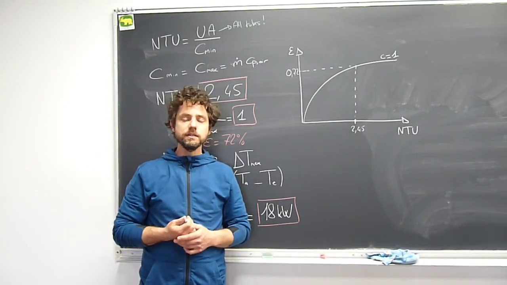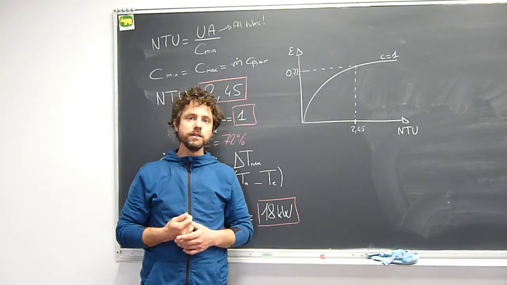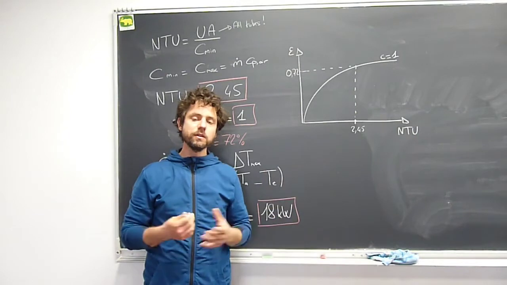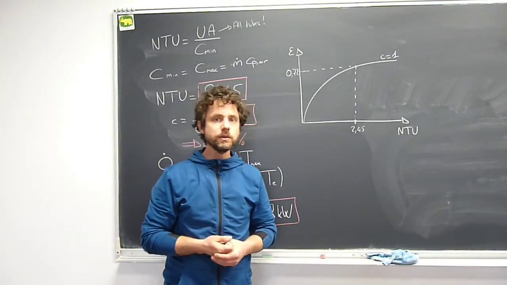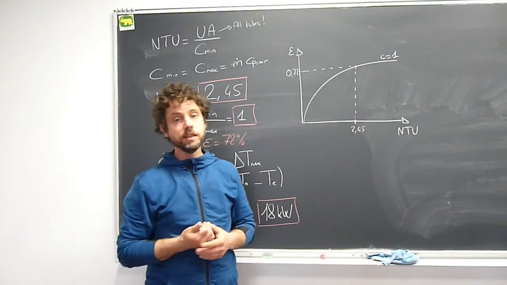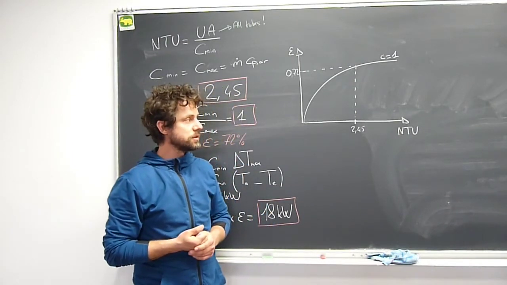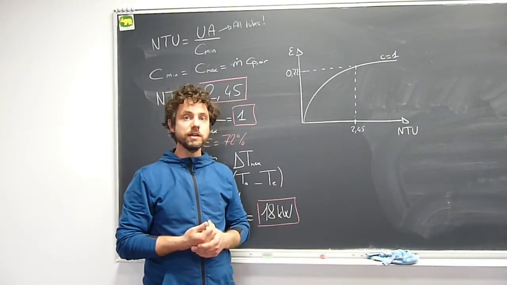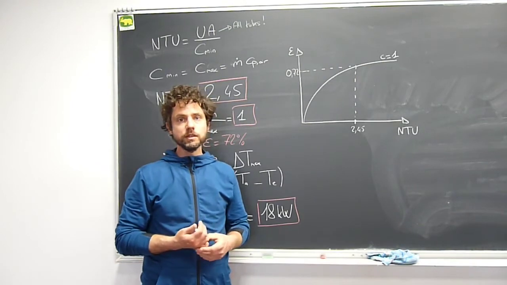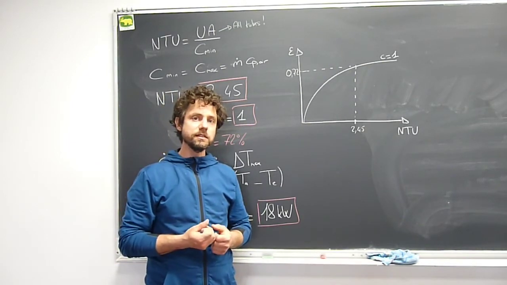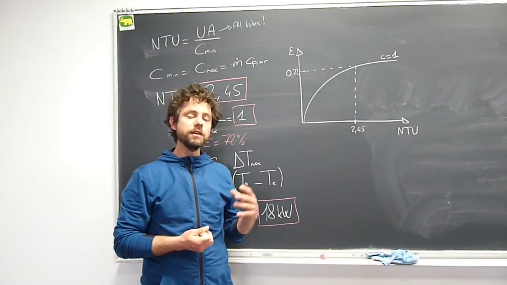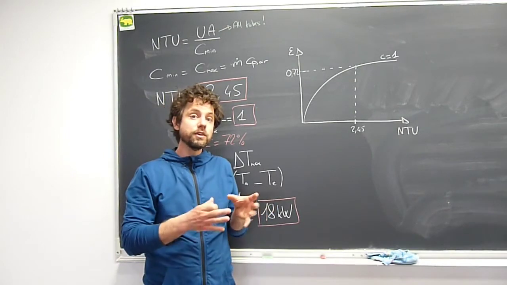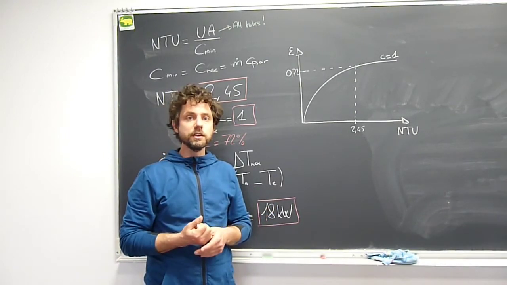Now that the overall heat transfer coefficient is calculated, the next question is how much heat transfer we have between the hot and the cold fluids in the heat exchanger. In order to answer this question, we will use the NTU method because we don't know all the inlet and outlet temperatures, so we cannot use the LMTD method. And also we have a diagram in this exercise that is giving the efficiency of the heat exchanger for the kind of heat exchanger that we have.